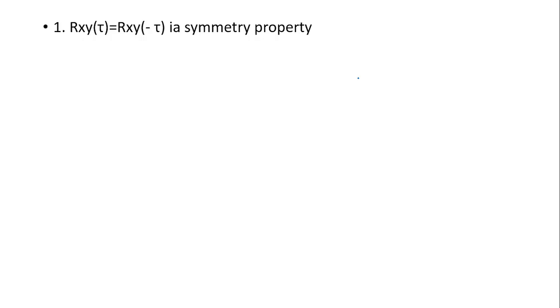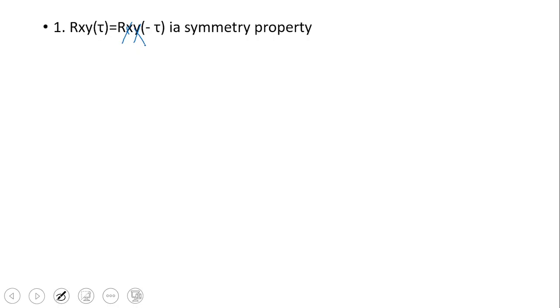Coming to the first property, rxy of tau is the cross correlation between x of t and y of t, the notation for the cross correlation. So rxy of tau is equal to ryx of minus tau. This is a symmetry property.